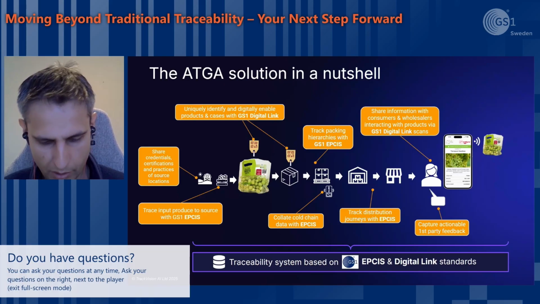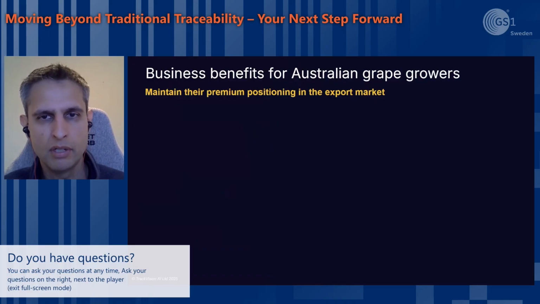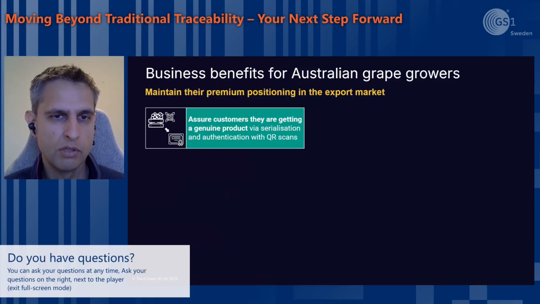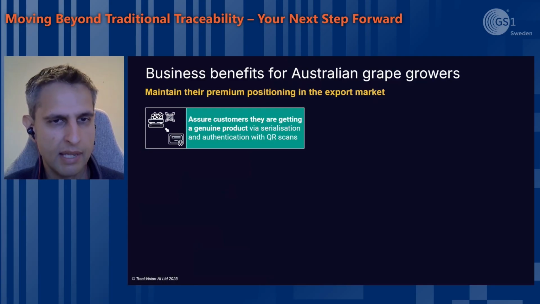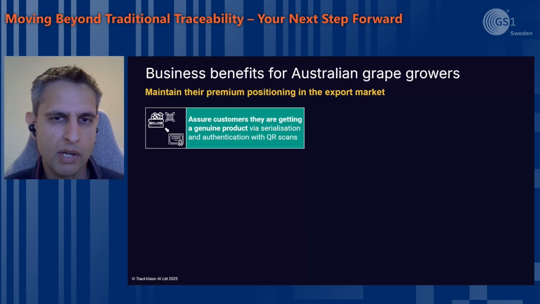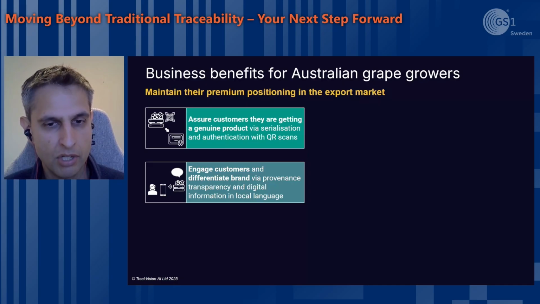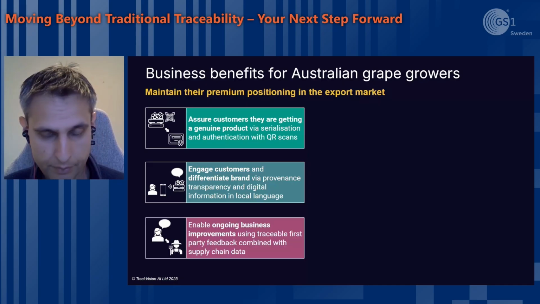The business benefits for this project are all about maintaining a premium position in the export market for Australian grapes. We're going to do that by assuring customers that they're getting a genuine product. We're doing that with serialization and an authentication flow with QR code scanning. We can engage customers and wholesalers by differentiating our brand and being really transparent with provenance, and translating information into a local Asian language, for example.